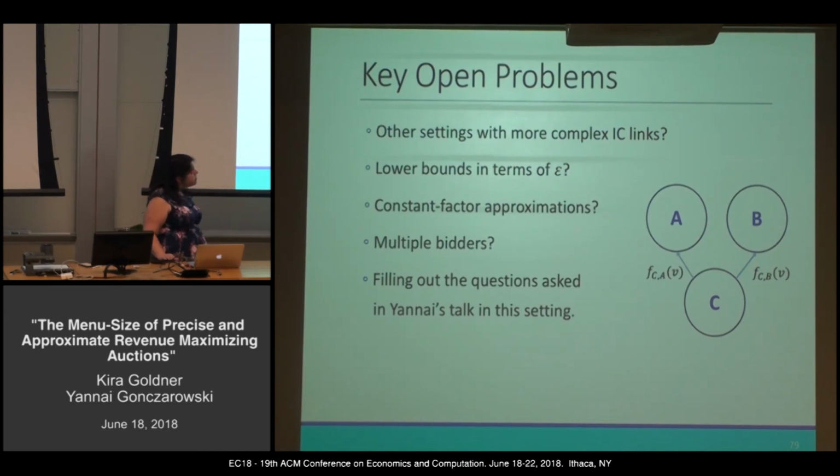What about lower bounds to get a 1 minus epsilon approximation in terms of any epsilon, as you and I talked about in this paper, as opposed to just for epsilon the order of 1 over n squared? That's the only approximation result we have is that one. What about constant factor approximations as opposed to 1 minus epsilon approximations? Or again, as Yannai said, this is a very interesting open question to me, which is multiple bidders. What happens with multiple bidders? And also just filling out all of the questions that have been asked in more complex settings in these new highly structured settings.